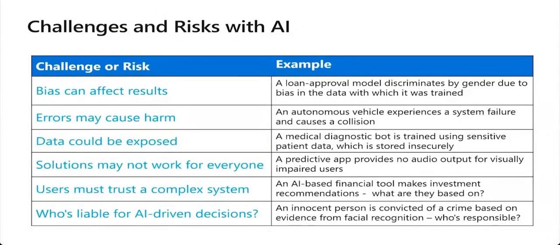A loan approver model discriminates by gender due to bias in the data with which it was trained. And for those who don't know what bias is: it is where the expected value of the result differs from the true underlying parameter being estimated. So there's a difference in the results. It shows you something, but the truth is actually different.